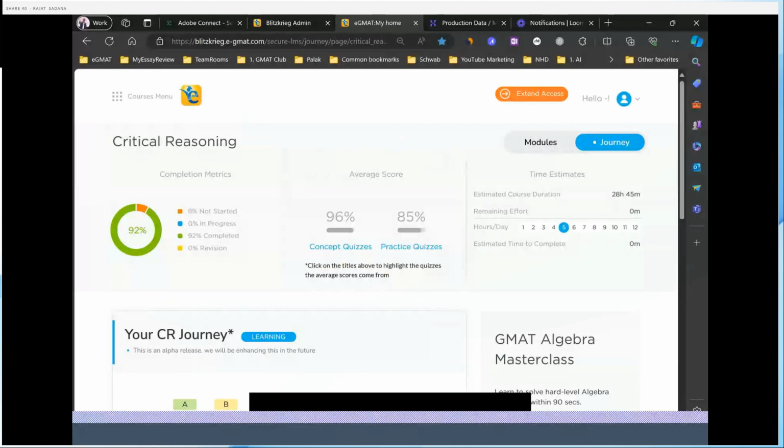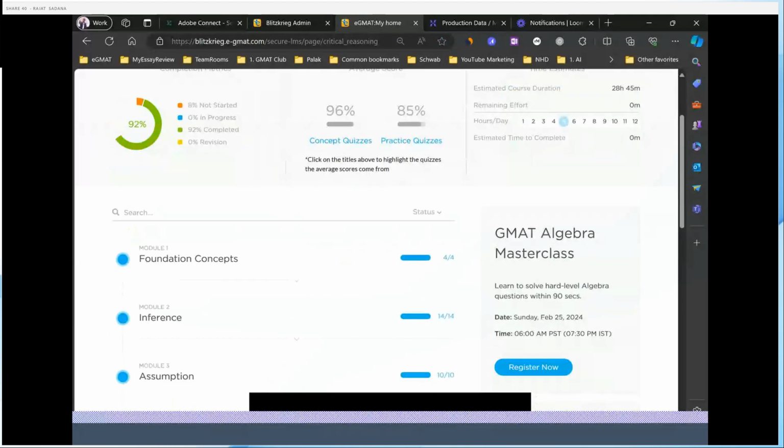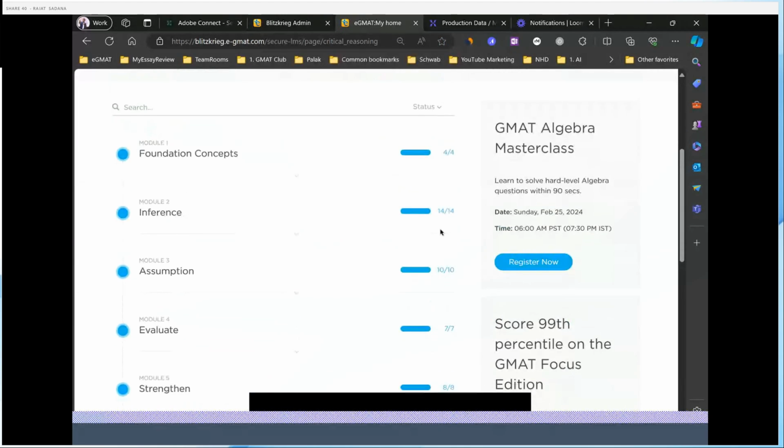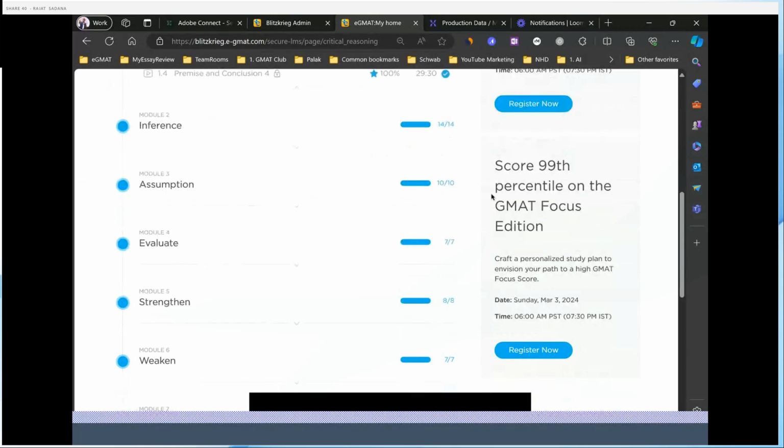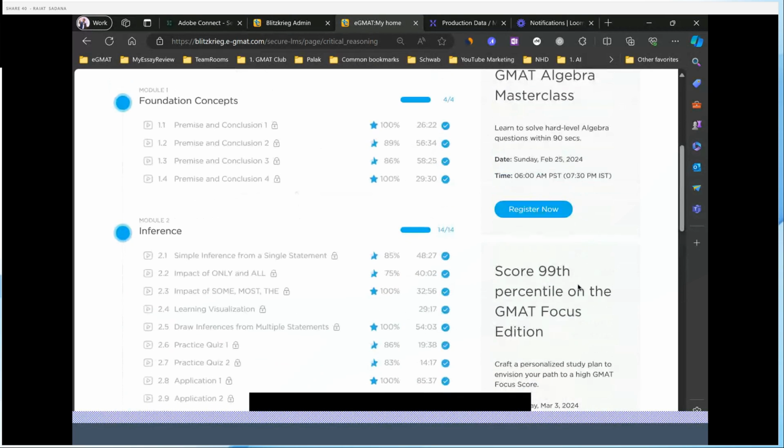So I'm here in a student's account. You can see this is the CR course. You have two views here. This is the view that you guys are used to. Okay. And let me walk you through various pieces of the course. People who are asking about the ABC test, they are in the premise and conclusion part.